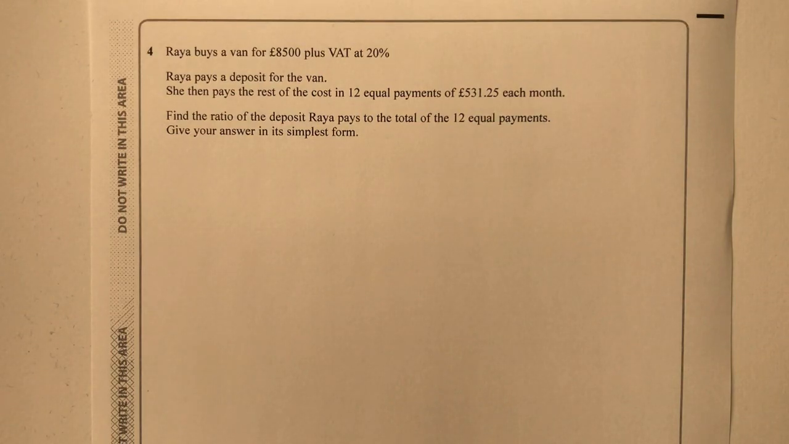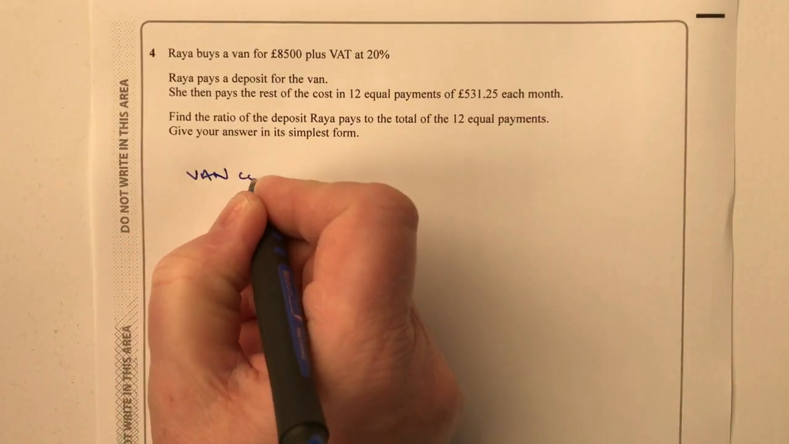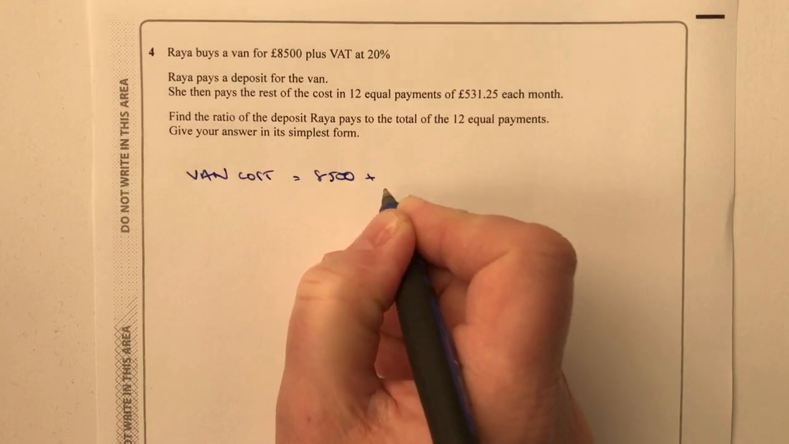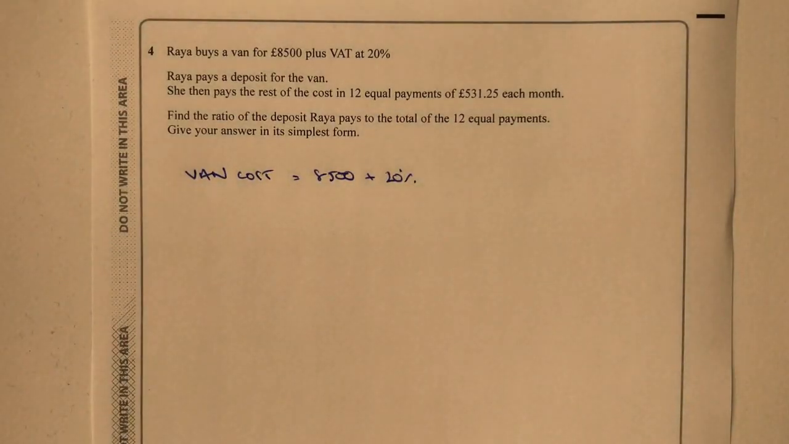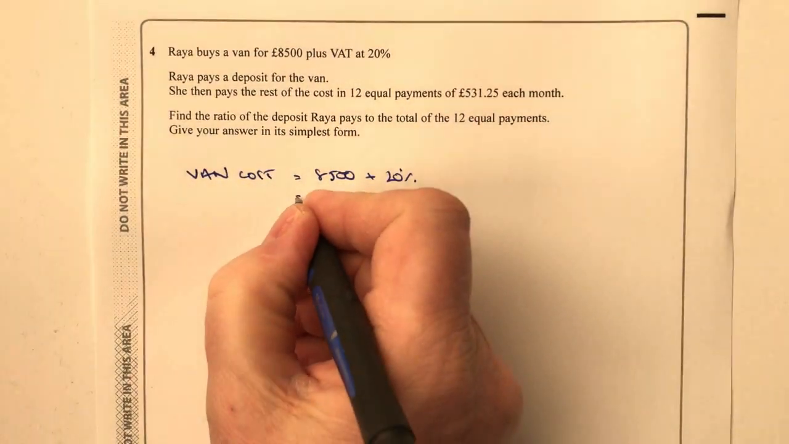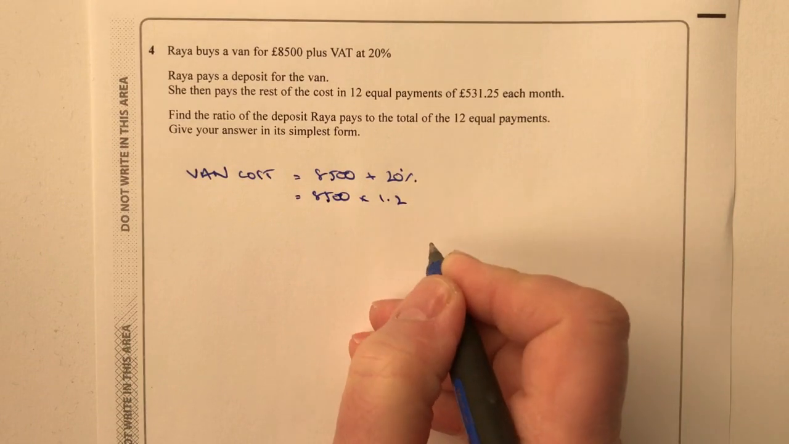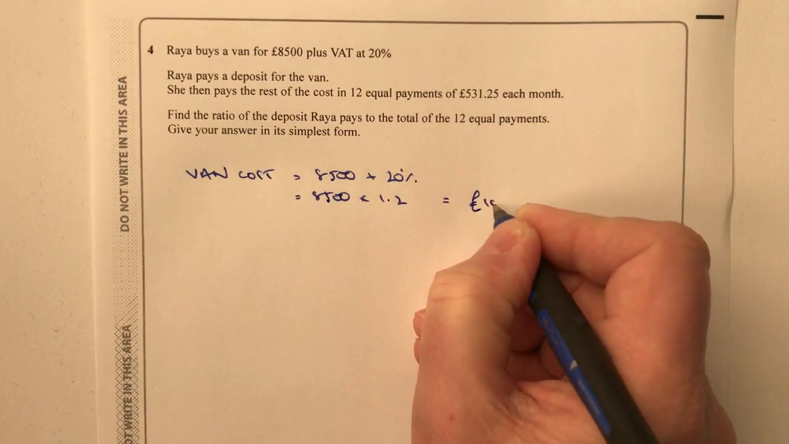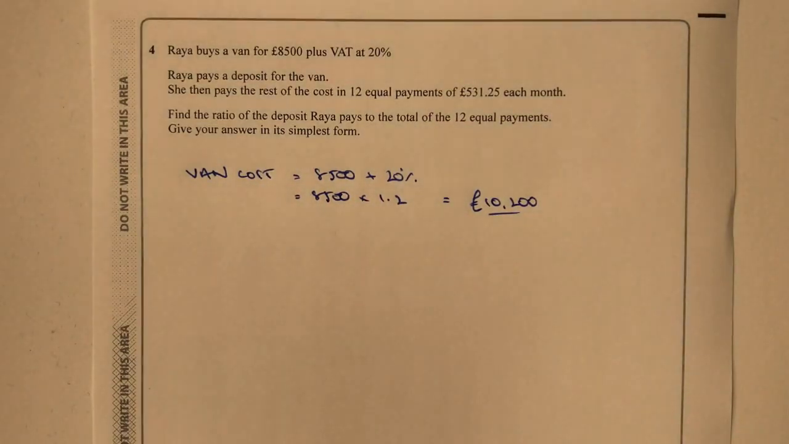So what I would do is in my calculator, I would say that the van cost is equal to 8,500 plus 20%. Now you might work it out slightly different to me. I might say that's actually the same as saying 8500 times 1.2. But either way, hopefully you'll get an answer of 10,200 as the total value of the van.